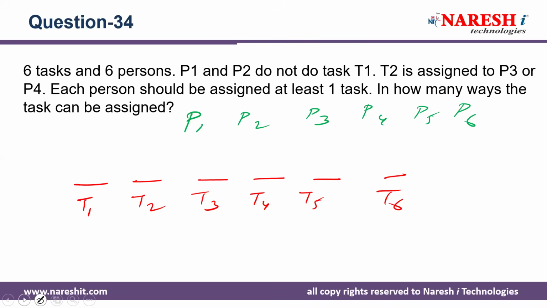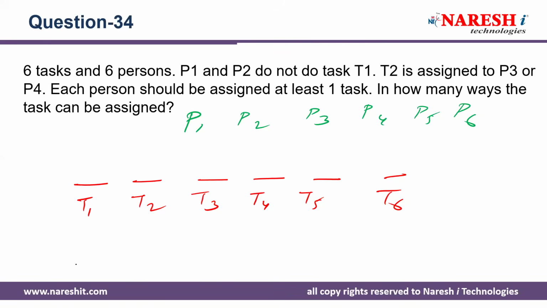There are six people, six tasks. The first condition is that P1 and P2 do not do task one. So task one cannot be assigned to P1 and P2. It is assigning. Assigning means we need to arrange the people to the respective tasks. Arranging means a permutation problem. We have to assign the tasks depending on the condition. That means we have to arrange as per the order given. So it's a permutation.